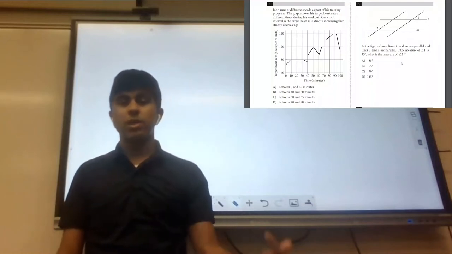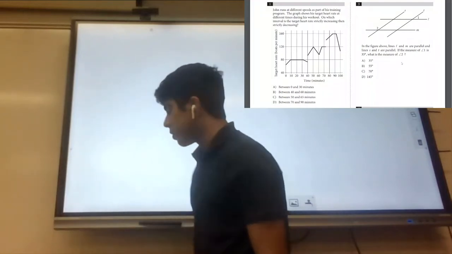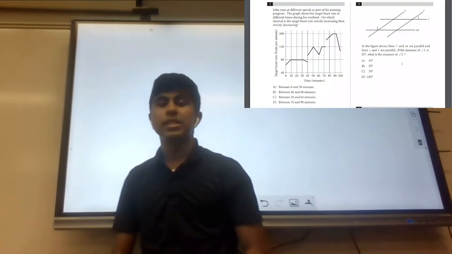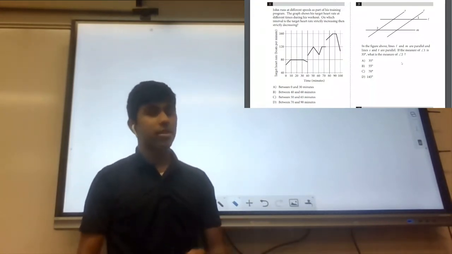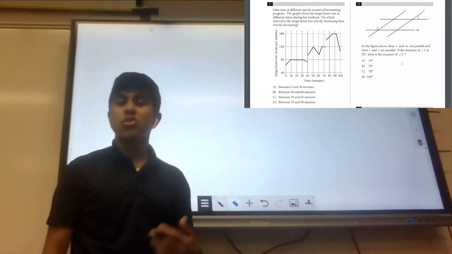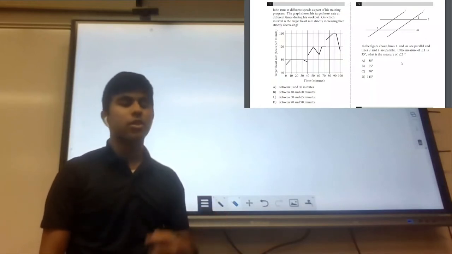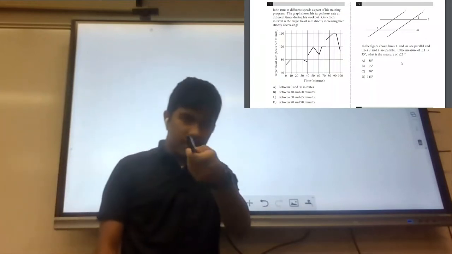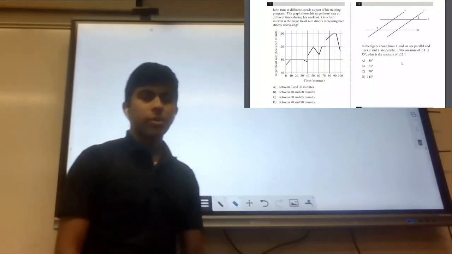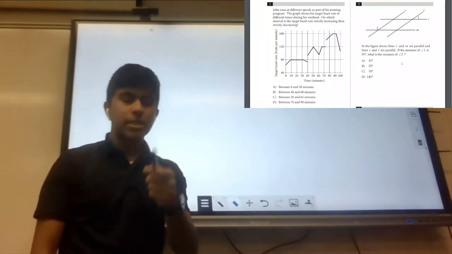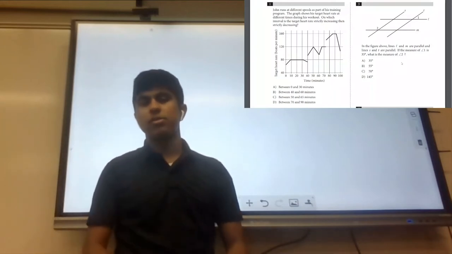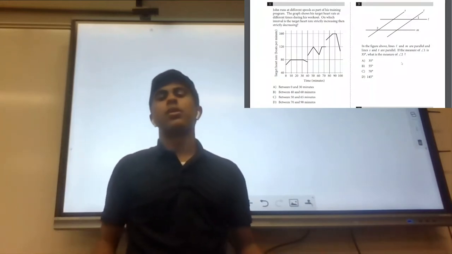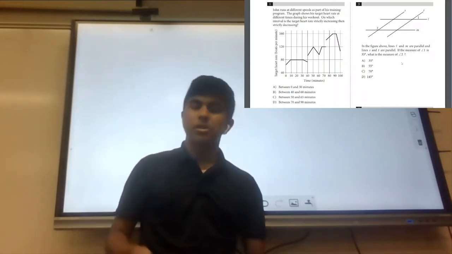Right, let's get on to it with our first question. Question number one, we're told that John runs at different speeds as part of his training program. The graph shows his target heart rate at different times during his workout. On which interval is the target heart rate strictly increasing and then strictly decreasing? And then we're given that graph right there. We can see that it splits into three different parts. We're given four intervals though, and we're trying to figure out which one has strictly increasing and strictly decreasing.